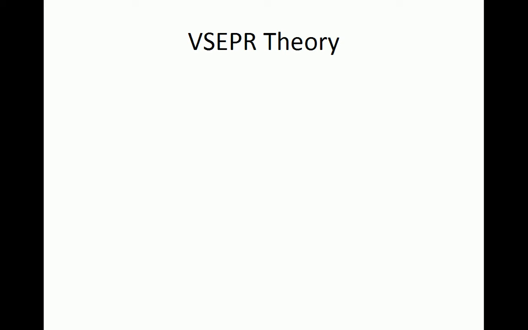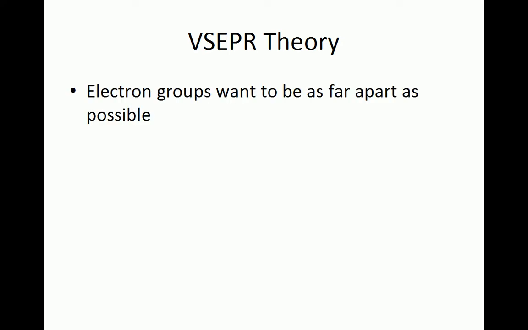Valence shell electron pair repulsion, or VSEPR, is a theory that explains the geometry of molecules. The theory states that because like charges repel one another, electron groups want to be as far apart as possible and will arrange themselves around the central atom in a manner that maximizes distance between electron groups.